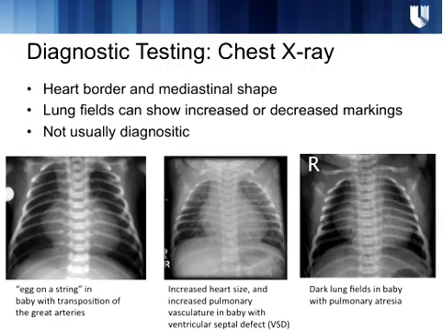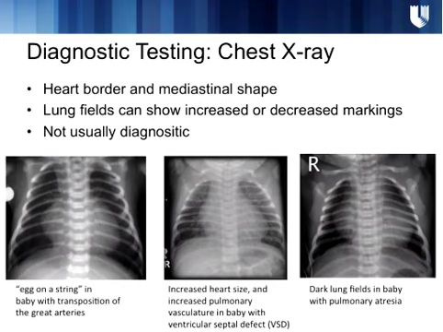Usually this is not diagnostic. So we'll go through a few classic images of patients with congenital heart disease. On the left side, you'll see an infant with transposition of the great arteries, classically described as an egg on a string. In the middle, you see an infant with increased heart size.